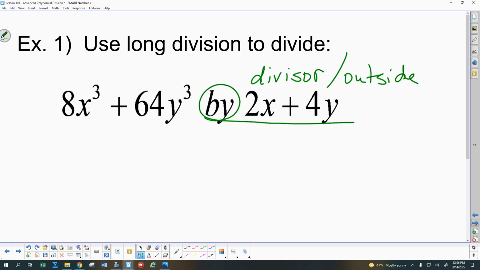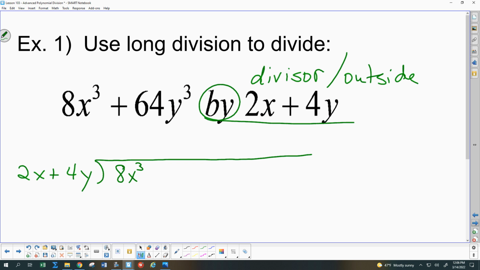So I will start off by putting 2x plus 4y on the left outside our little division house. Inside, I'm going to put 8x cubed. And I'm not going to put placeholders with 0 because I'm not real sure what all of my other terms need to be. But I am going to leave a space and do a plus 64y cubed. And the rest of that is just kind of placeholders in there.